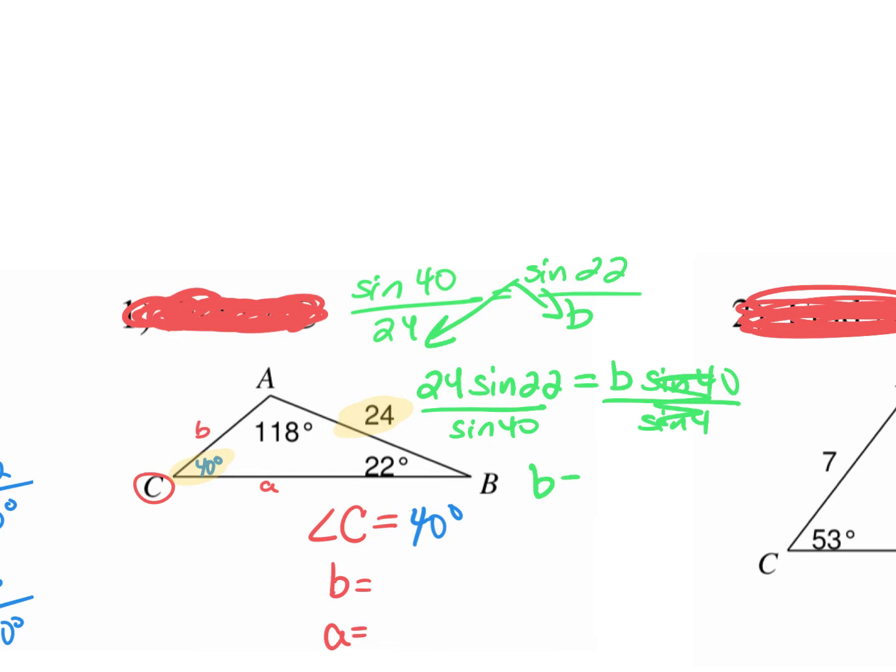So what does B equal? Round it to the nearest tenth. In your calculator, what's 24 times the sine of 22 divided by sine 40? What'd y'all get?